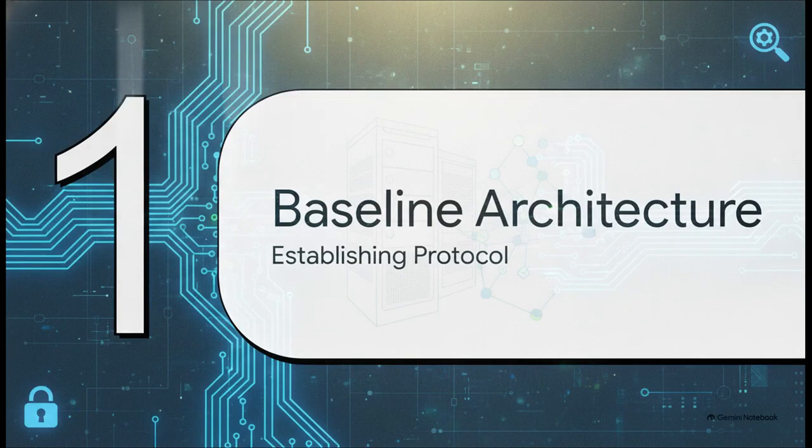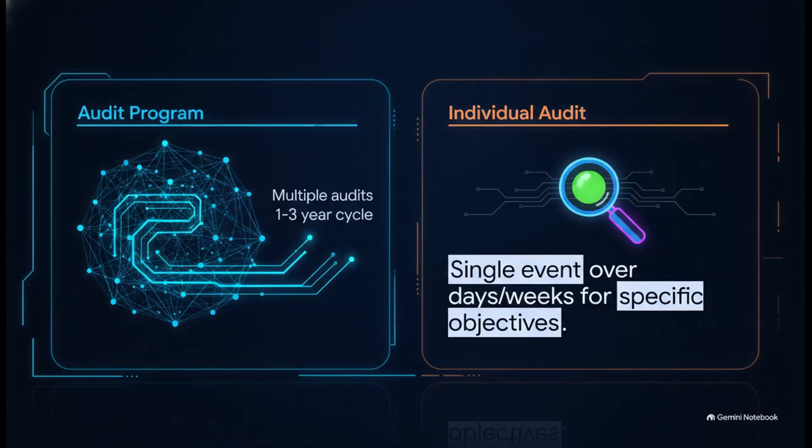Baseline architecture, establishing the audit protocol. Okay, before we start running system diagnostics, we really have to establish what an audit program actually is. And the absolutely crucial distinction to make here is understanding the difference between an individual audit and an audit program. Basically, an individual audit is just a single event. It's a snapshot. It has very specific objectives, lasts maybe a few days or weeks, and gives you a single report. But the audit program?